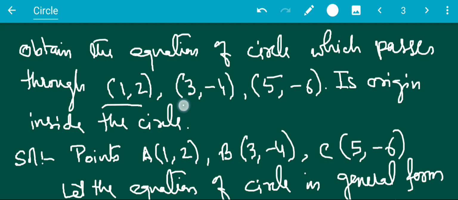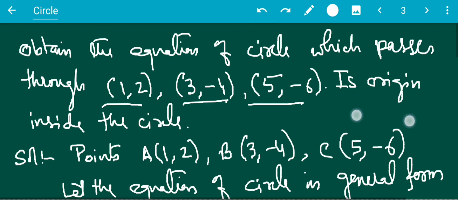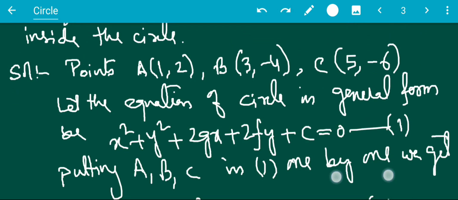For the next problem, we have to obtain the equation of circle which passes through these 3 points. Okay, so they have given us 3 points through which a circle passes. And another question they have given is whether the origin is inside the circle or not. So let's see how to address the problem.